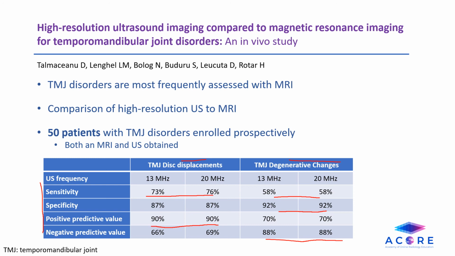So one takeaway here is you can see that 13 megahertz and 20 megahertz probes had a very similar diagnostic performance compared to MRI. MRI was superior in a number of areas, particularly sensitivity, but high-resolution ultrasound may be another tool to help diagnose temporomandibular joint disorders, particularly since it is more accessible and can be cheaper and quicker.